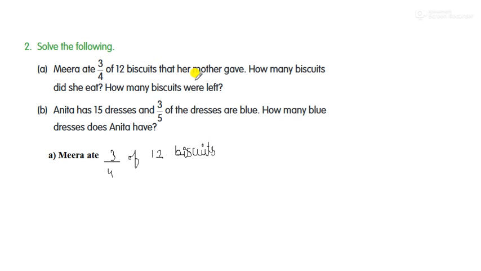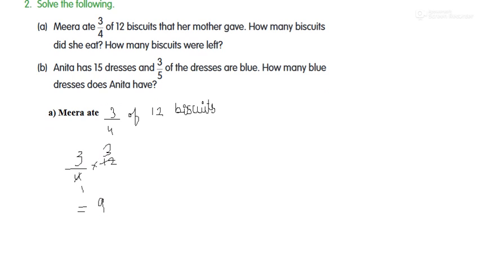Next, divide the whole number by the denominator. How to do this one? 3 by 4 into 12. Here, 4 ones are 4, 4 threes are 12. Now 3 threes are 9. So its answer is 9. So she ate 9 biscuits.